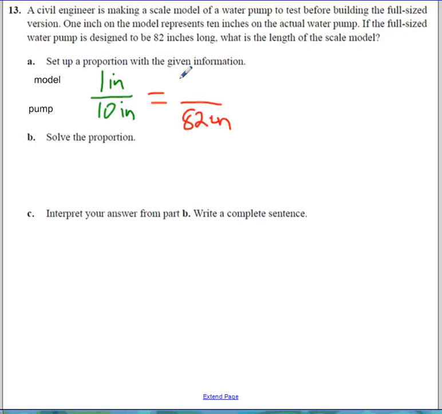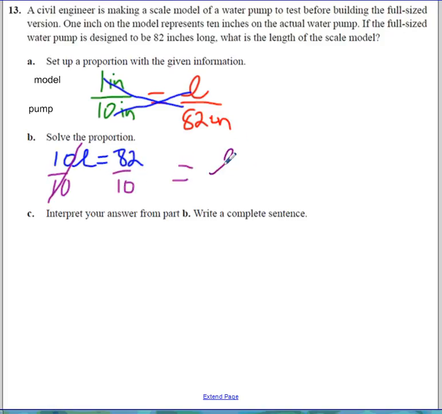How long will this length of the scale model be? So I'm going to just put an L up here for length. And so my 10 is across from my unknown, so we'll have 10 times our L. And again, we have a multiplication of 1, so I'm just going to put 1 times 82 is 82. And then we can divide our 10 off to get our length L by its side. And so the L that we have is 8.2. But again, it's not just 8.2, it's 8.2 inches.